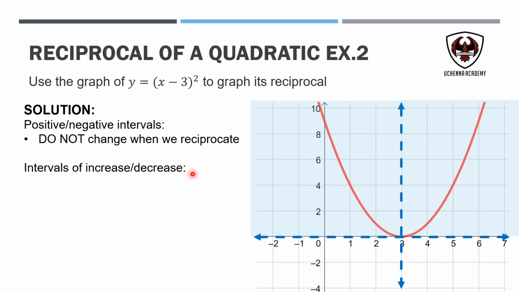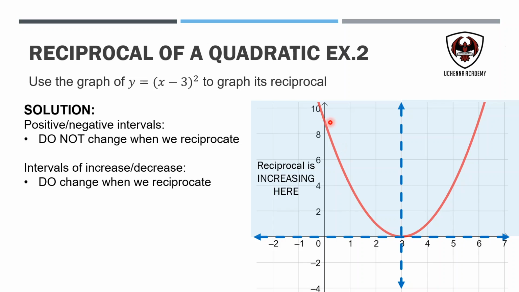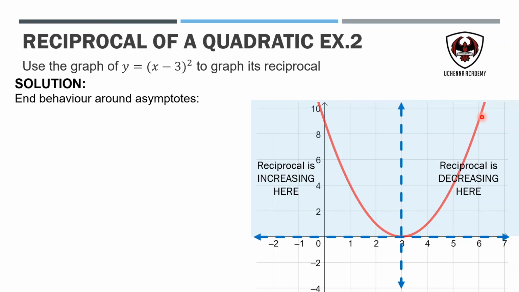Intervals of increase and decrease, we know that that actually does change when we reciprocate a function. The reciprocal function is going to be increasing when the original is decreasing. So right here it's decreasing, so the reciprocal will be increasing. And then of course when the original function is increasing, the reciprocal function will be decreasing.